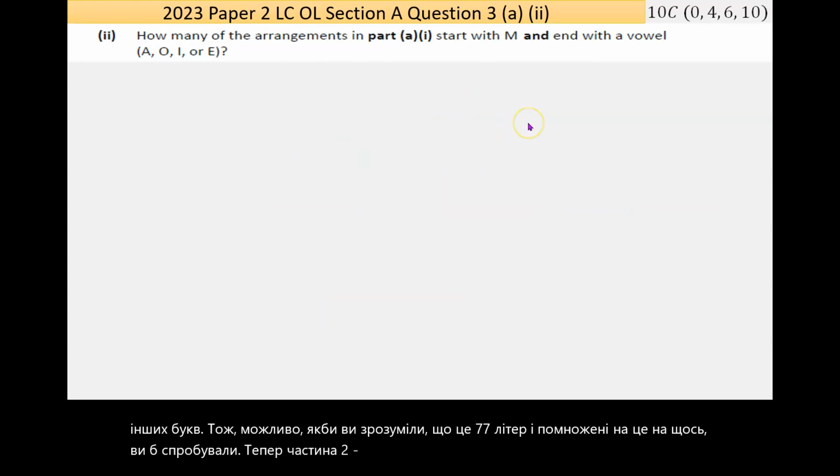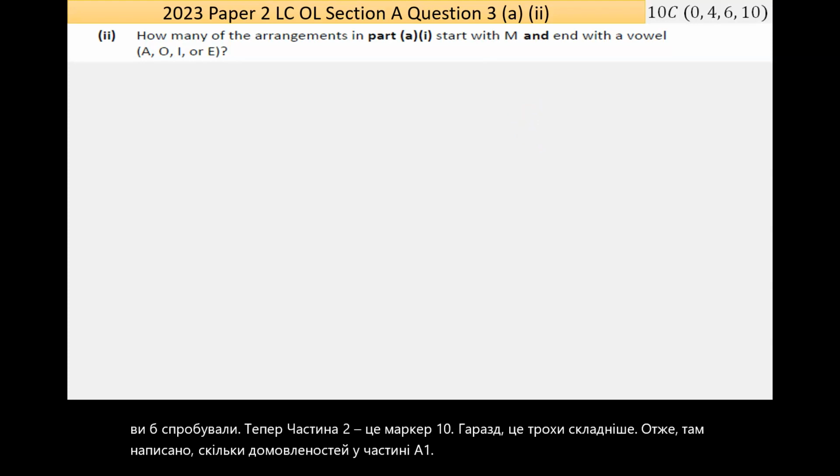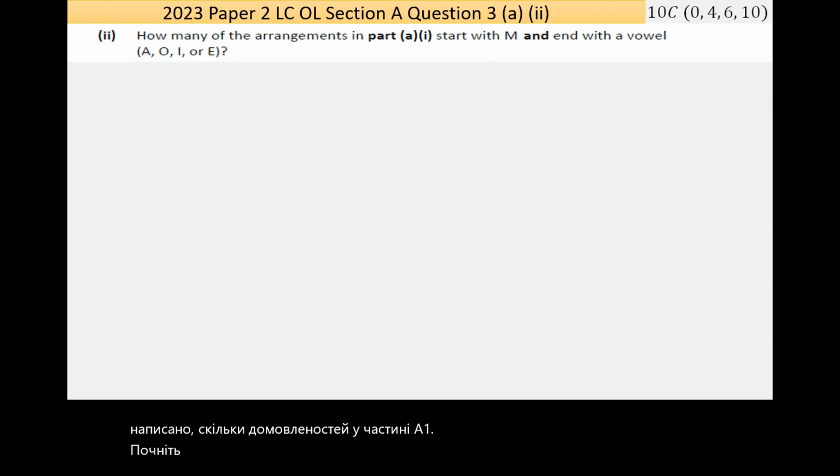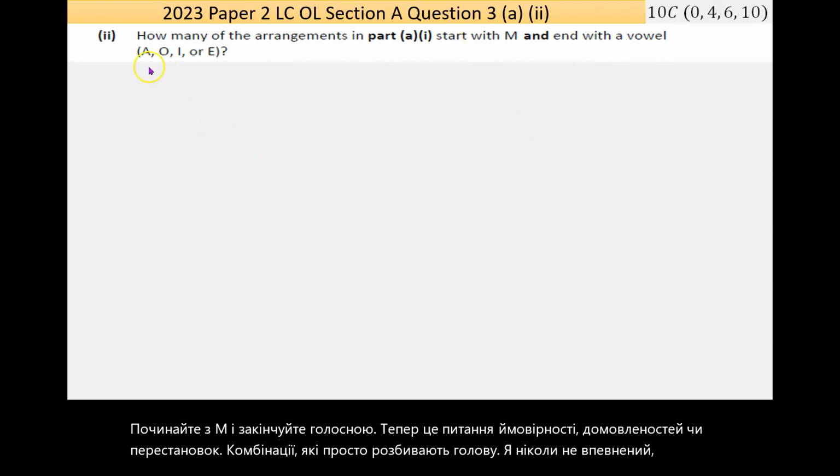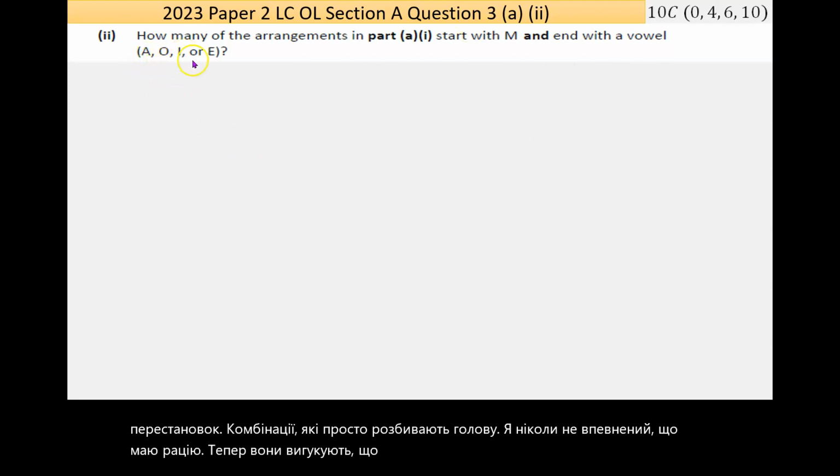It is a little bit trickier. It says how many of the arrangements in part A1 start with an M and end with a vowel? Now, this is the kind of question in probability or arrangements, permutations, combinations that just wrecks my head. I'm never sure if I'm right. They do call out what the vowels are: A, E, A, O, I, E.